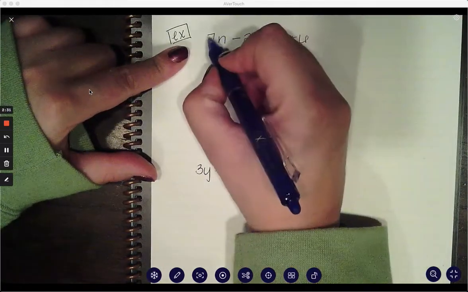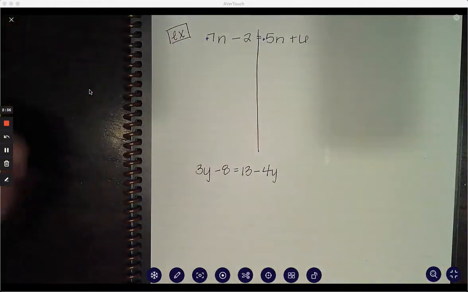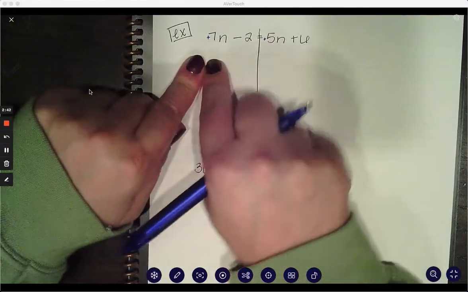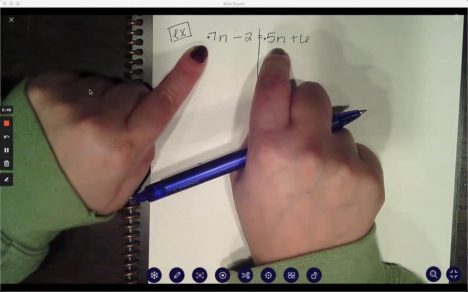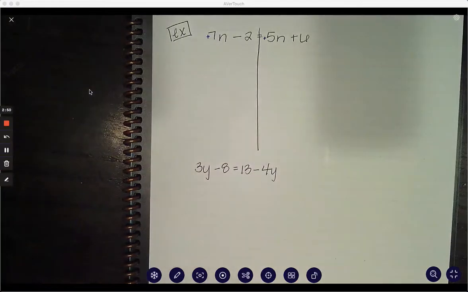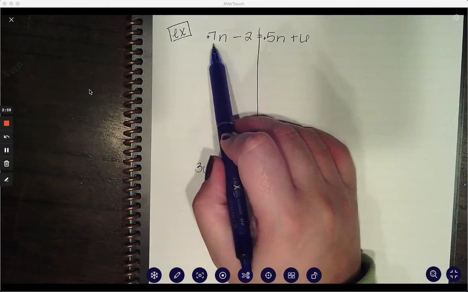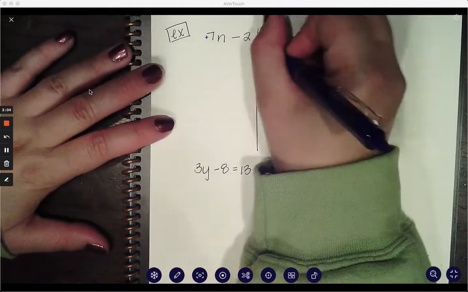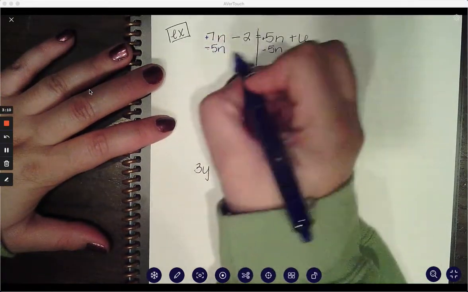So right now I see that this is a positive 7n and this is a positive 5n. Okay, they're both positive. So to move them to the other side, if I move the 5 over here, I have to do the opposite, so I'd be subtracting. If I move the 7 over here, I would also be subtracting. And my goal is to have a positive number. So if I subtract 5 from 7, I get 2. But if I subtract 7 from 5, I get negative 2. So I'm going to subtract 5n from both sides.